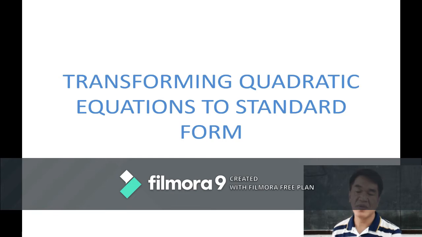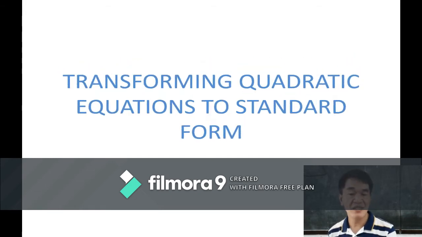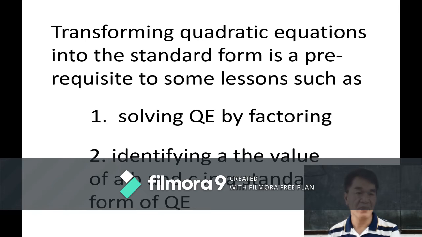How do we transform a quadratic equation into its standard form? Let us see. Transforming a quadratic equation into its standard form is actually a prerequisite to some lessons, such as solving a quadratic equation by factoring. Also, if you are asked to identify the values of A, B, and C in the standard form. So, before you transform, what knowledge should you have in order to transform quadratic equations in the correct way?